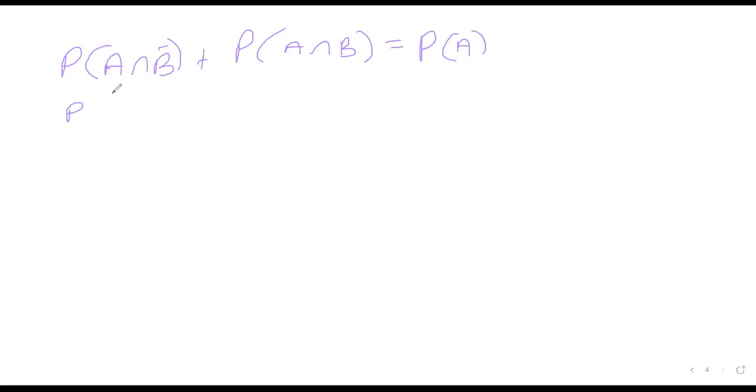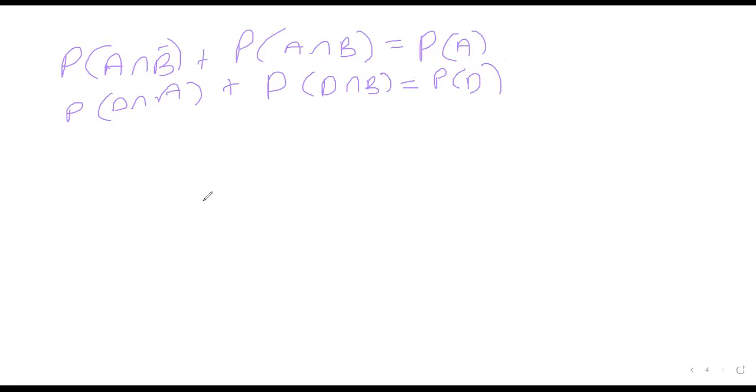If I had the probability of D intersection A plus the probability of D intersection B, what do I get as a total probability? What do I get? Common letter is what? D. Probability of D. Exactly.